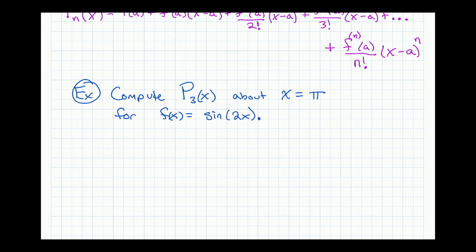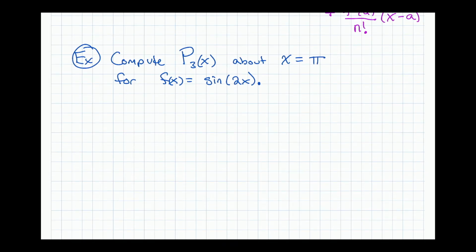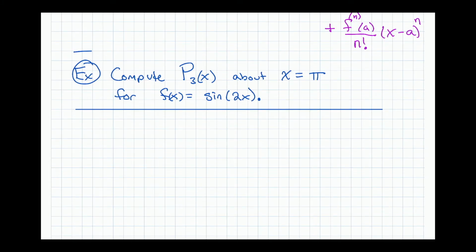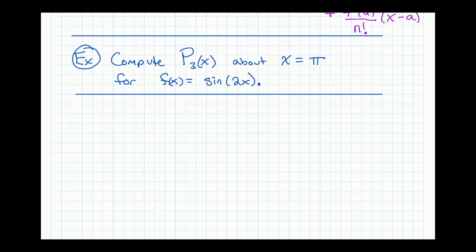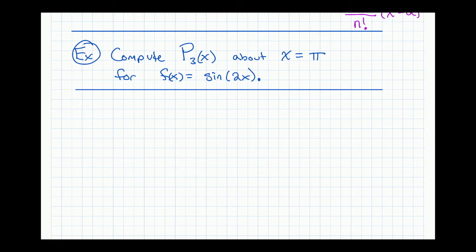All right, so you want to pay close attention to this example because I'm showing you what I think is an efficient way of computing this. Okay, so how would we do this? Okay, so how would you go about this? So the first thing you have to do is make sure you know what everything is called. So when they say about x equals pi, what they're telling you is the a value, but they almost never call it a. So you have to know that when they're giving you that value, that's the a.